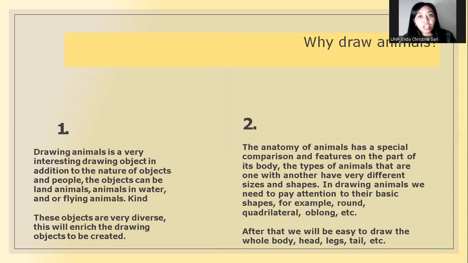And number two, the anatomy of animals has special comparisons and features of the parts of its body. The types of animals differ from one another and have very different sizes and shapes. In drawing animals we need to pay attention to their basic shapes, for example round, quadrilateral, and so on. After that, it will be easy to draw the whole body, head, leg, tail, and so on.